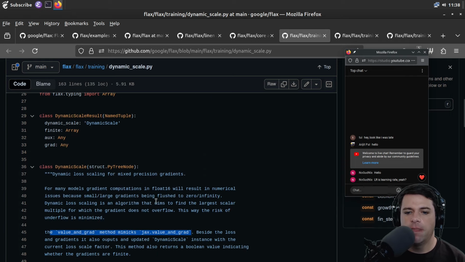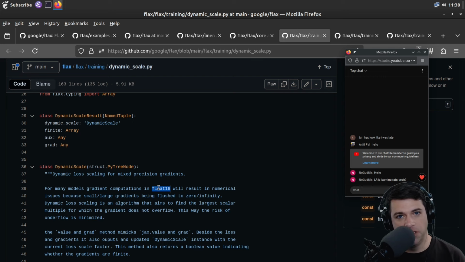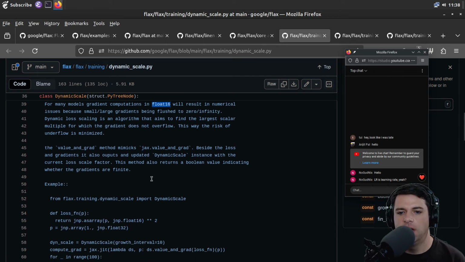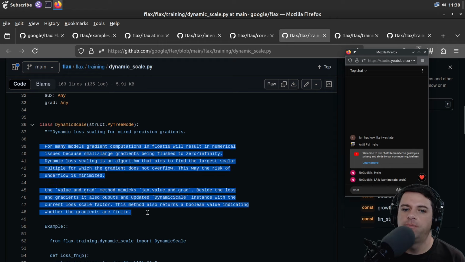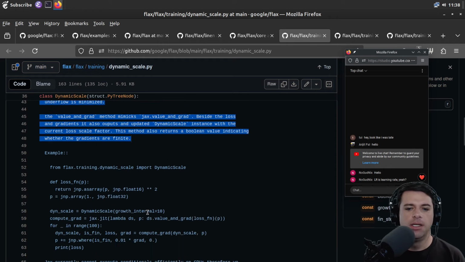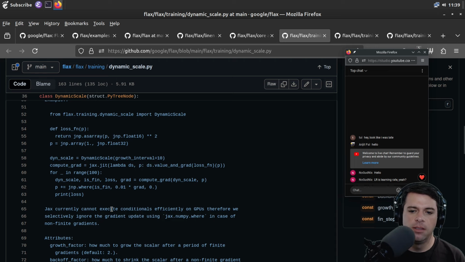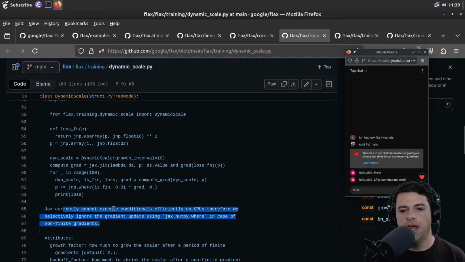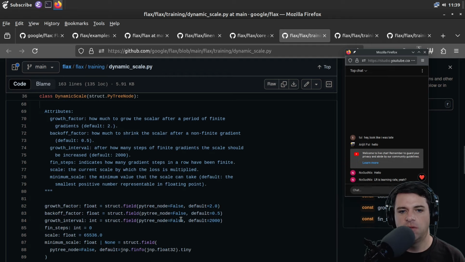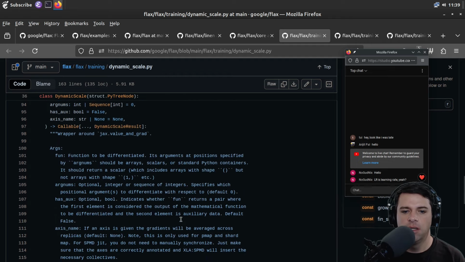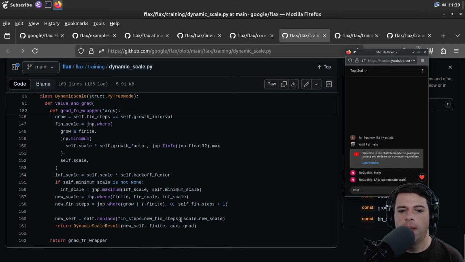Okay, so this is something about float16s. I think we like training in float16s because it's significantly faster. And I think the downside is the lack of precision. And I guess this is trying to kind of work around that. JAX cannot execute conditionals efficiently on GPUs. Therefore, we selectively ignore the gradient update using JAX numpy where in case of non-finite gradients. Okay. I'm not going to read this implementation.